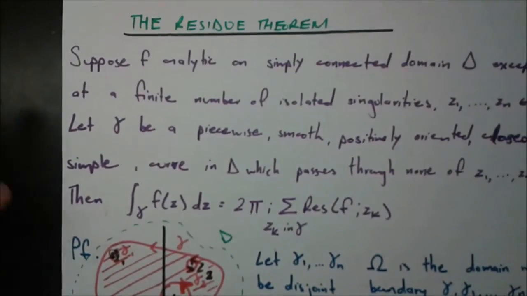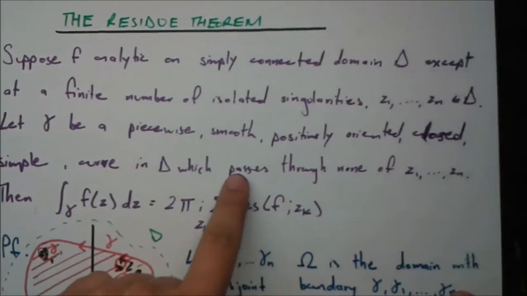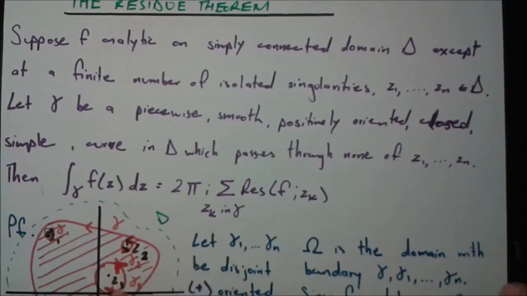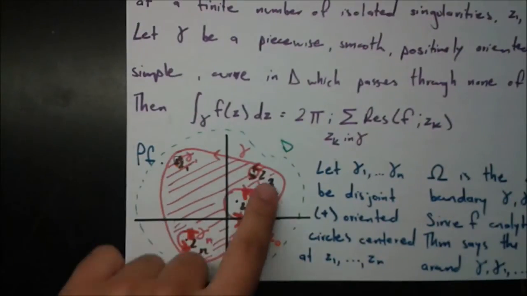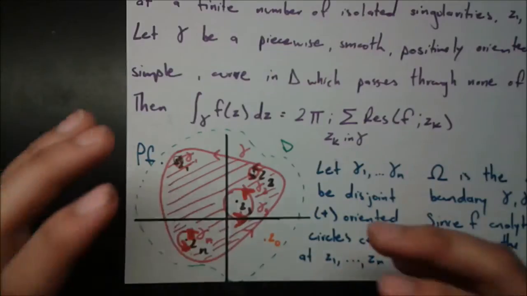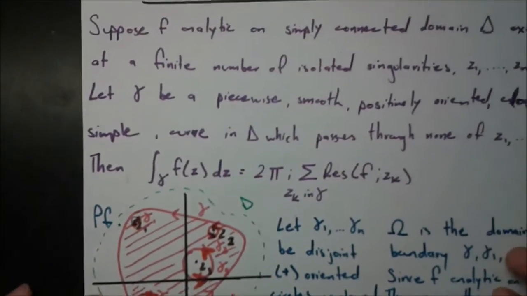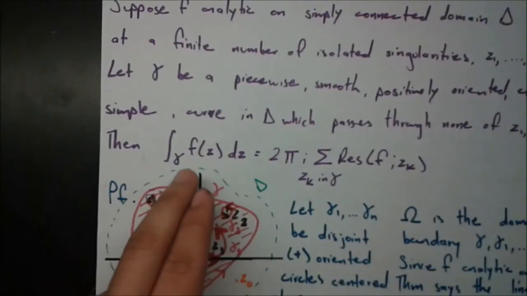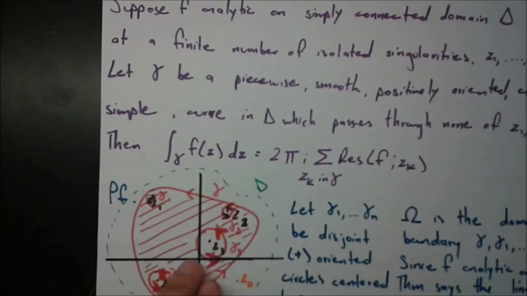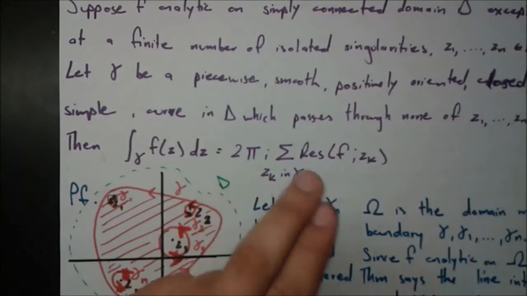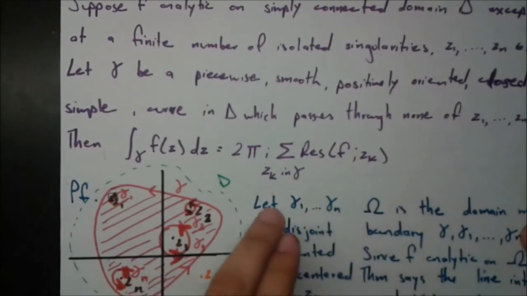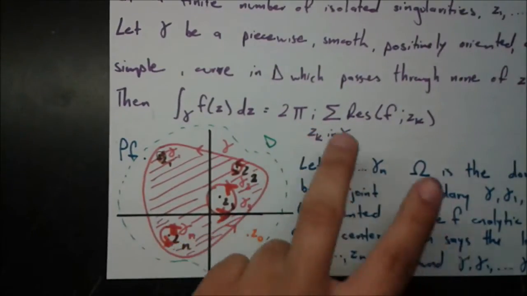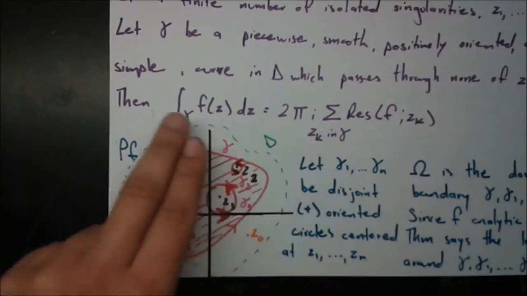Now, we let gamma be a piecewise smooth, positively oriented, closed, simple curve in D, which passes through none of these isolated singularities. So we see that this is our gamma, this pink loop on the outside. Notice that it contains many singularities, but it doesn't pass through any, which is the important part. As long as we have that, then the line integral of f of z dz around this gamma is equal to 2 pi i times the sum of the residues of f at z sub k, where z sub k is inside gamma. So we're taking 2 pi i times the sum of all of the residues that lie inside this gamma.